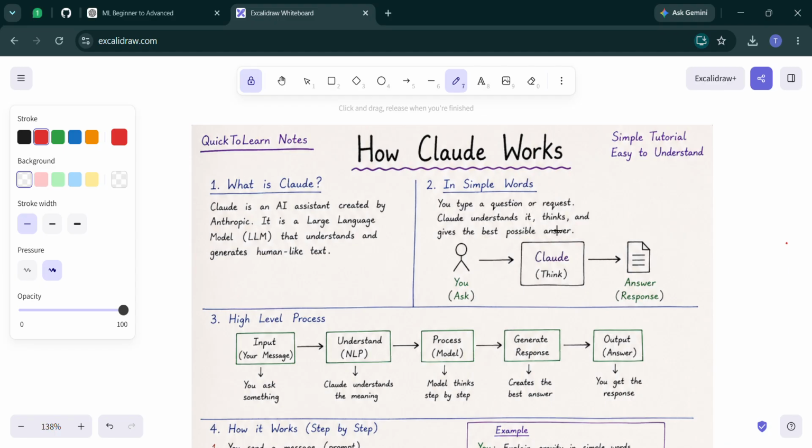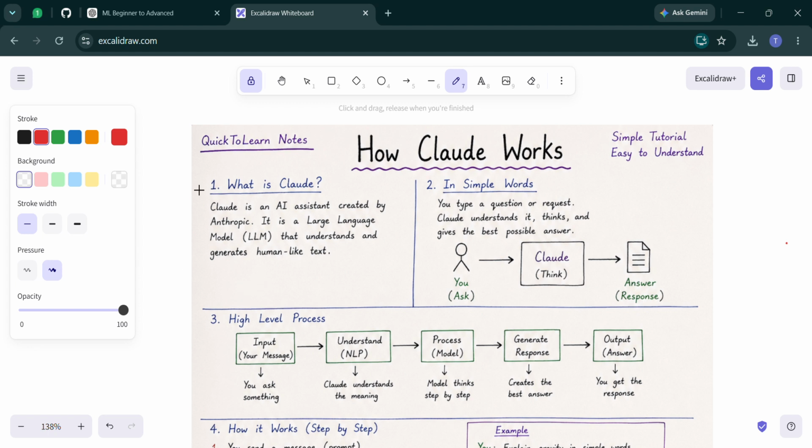So in today's video we are going to learn how Claude works in very simple language. If you are a beginner and have never used Claude before, don't worry. By the end of this video you will understand what Claude is, how it understands your question, how it generates an answer, what happens behind the scenes, and what Claude can and cannot do. So, let's start.